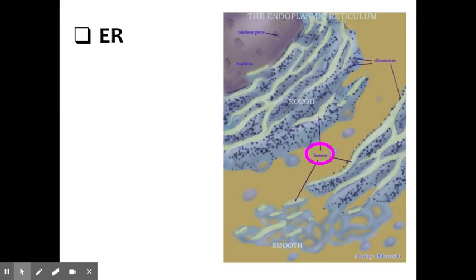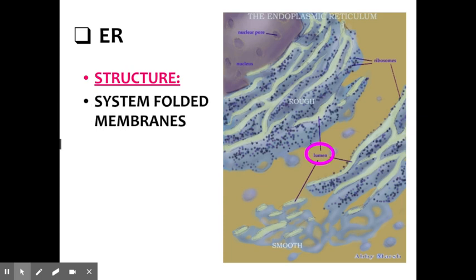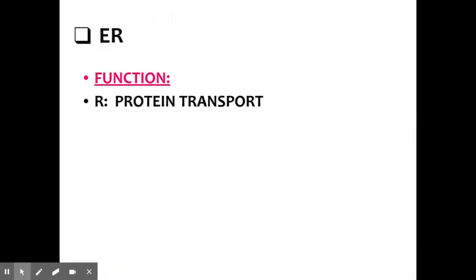The endoplasmic reticulum, or the ER, is a series of folded membranes. There are two kinds: rough ER, which has ribosomes attached to it, and smooth ER, which does not. The interior of the folded membrane, which looks like a trough or a ditch in this cross section, we refer to as the lumen. The function of rough ER is to transport proteins. We always say that ER transports proteins, but now in AP, we're going to differentiate between rough and smooth. So rough is protein transport.